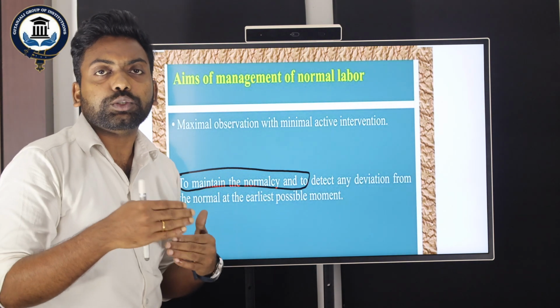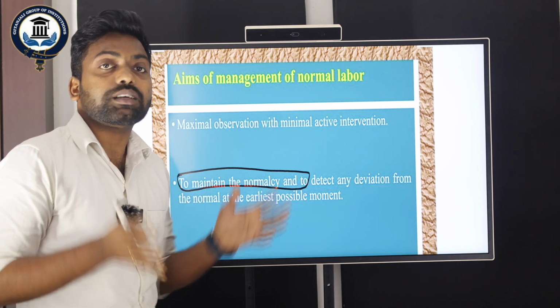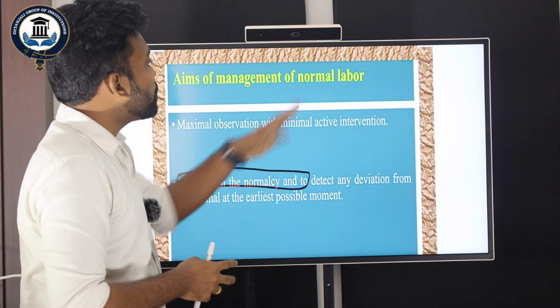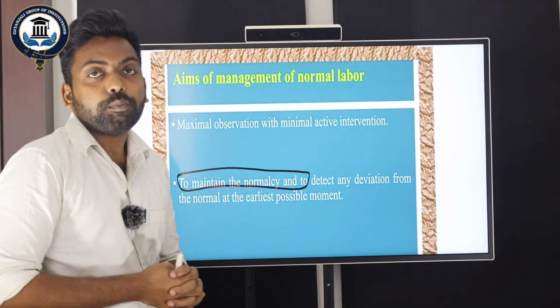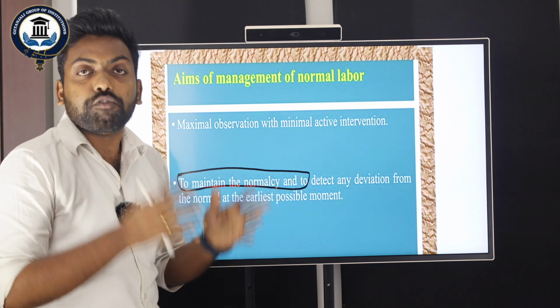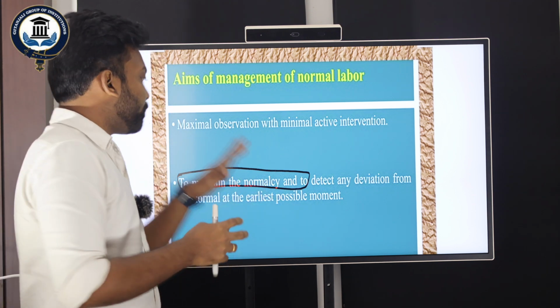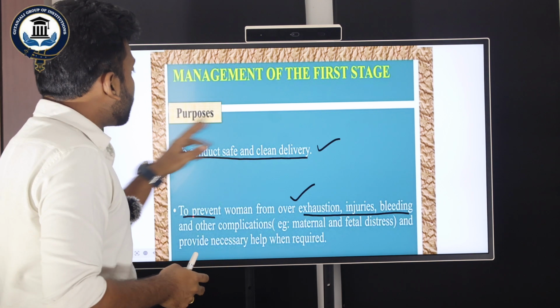So what do we need to do to help the mother during these 12 hours? What is the mother supposed to do in the first stage of labor? In that case, the aim of the first stage of labor, the first one, is to maintain normal labor. Absolutely, being a medical practitioner, while the mother is in the first stage we must focus on conducting a normal natural delivery.